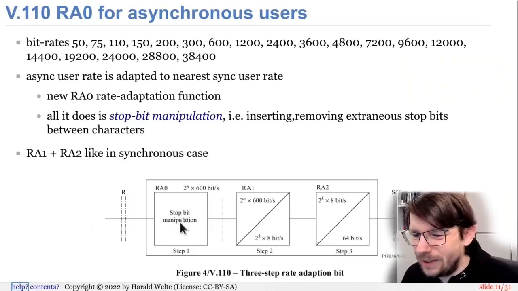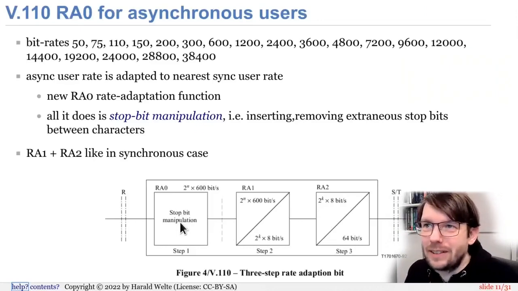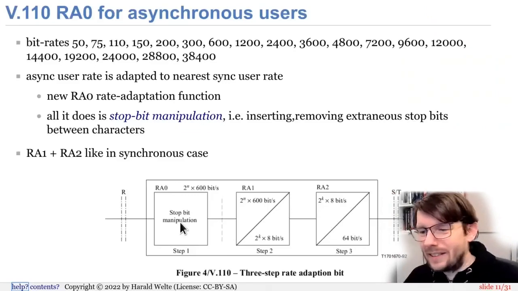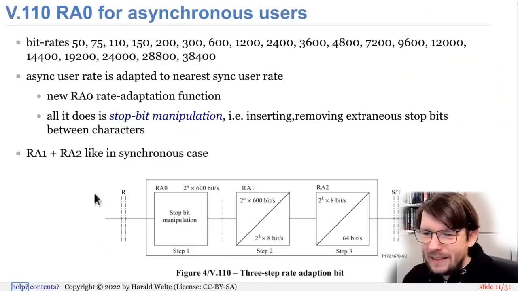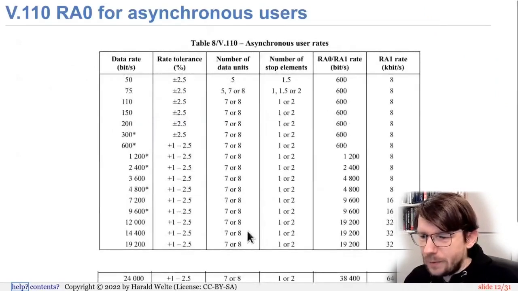So we have the stop bit manipulation, and in the reverse direction, we remove those extraneous stop bits, and everything is fine. So it's very simple. And the bit rates supported are given here in V.110. There's another table from the spec, which then shows you the tolerances and which data bit numbers are supported and so on, and which are the intermediate bit rates.